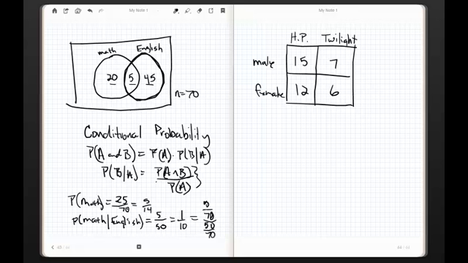this case, which is 5/70, and I divide that by the probability of English. Well, that's 50/70. My 70s cancel, and I end up with 1/10 yet again. Isn't that cool? I can simply use my formula, no problem.